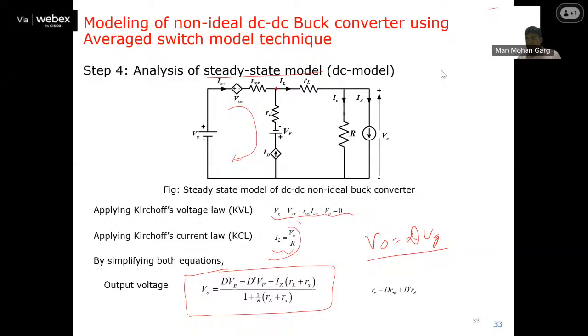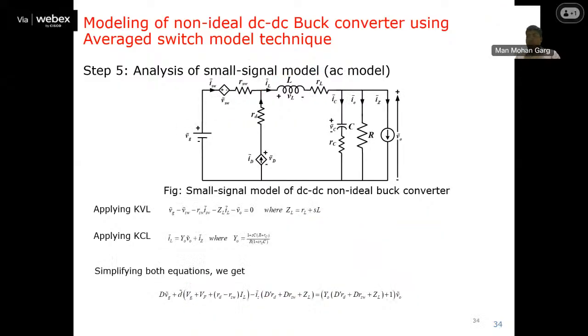Now, what we see here is that this output voltage V naught is not D into Vg. It is something different. What we observe is that this is a function of non-idealities. If you put these non-idealities to be 0, then you will get D into Vg only.